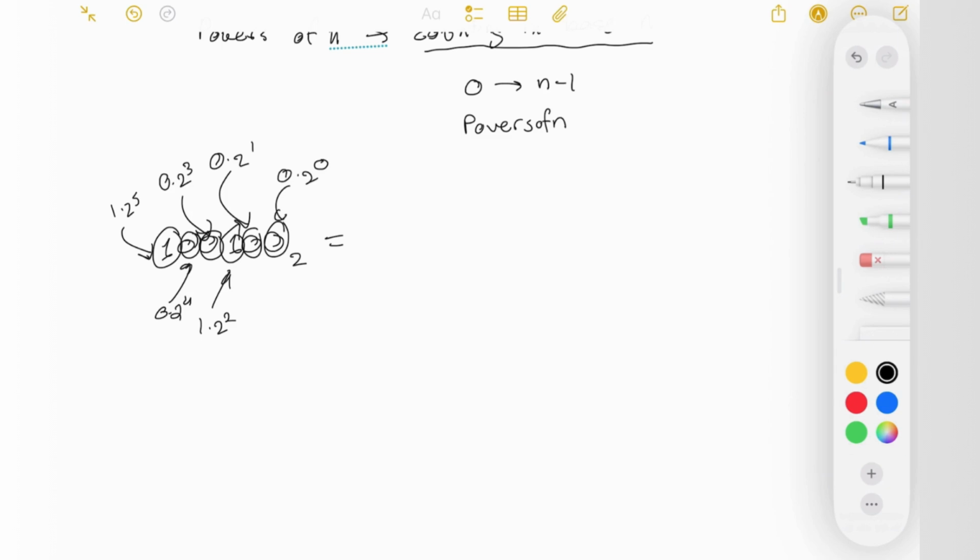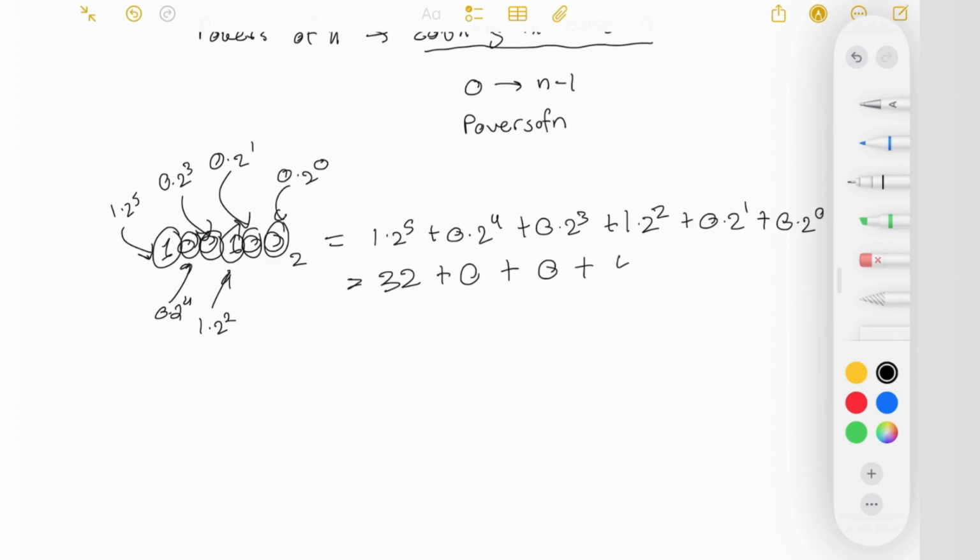So if we sum all of these numbers that we have here, we'll get what this is in base 10. So we have 1 times 2 to the 5, plus 0 times 2 to the 4, plus 0 times 2 to the 3, plus 1 times 2 squared, plus 0 times 2 to the 1, plus 0 times 2 to the 0. This is equal to 32, plus 0, plus 0, plus 4, plus 0, plus 0, which is equal to 36 in base 10.